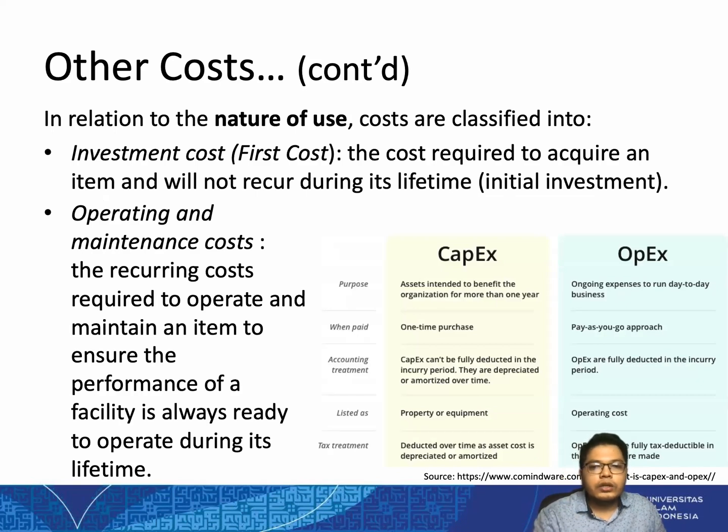Other cost classification we can also use is by the nature of use. As you can see here, investment cost. This is the first cost, used only at the beginning of the process itself. This is what is usually called initial investment. It is the cost required to acquire an item and will not recur during its lifetime. However, there is also operating and maintenance cost. This is the cost that recurs every period. Sometimes we call them capital expenditure and operational expenditure.